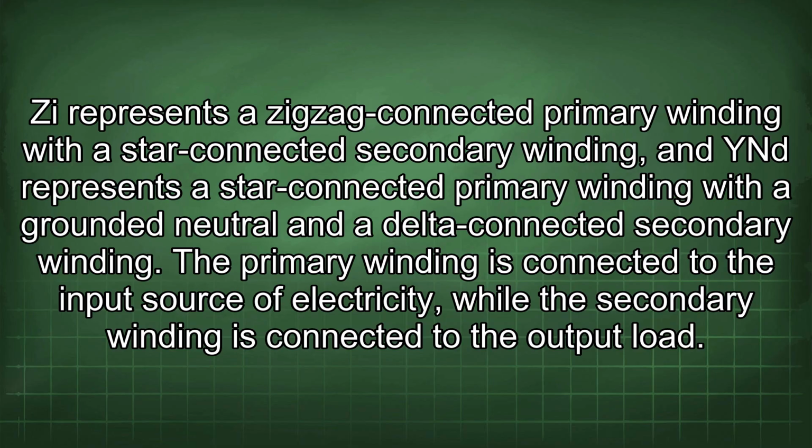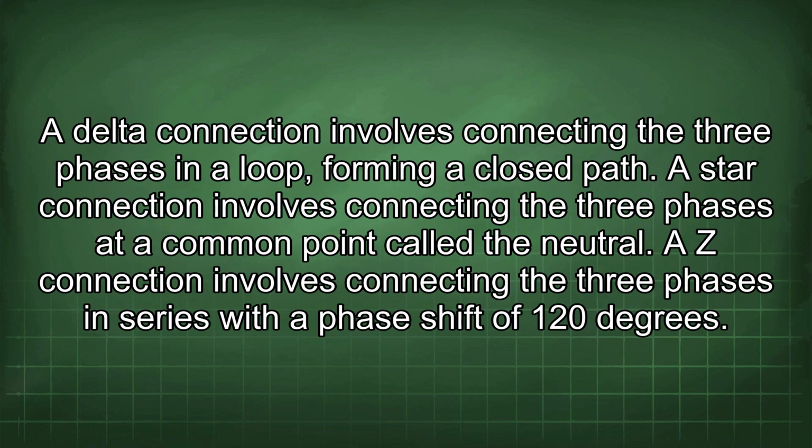The primary winding is connected to the input source of electricity, while the secondary winding is connected to the output load. A delta connection involves connecting the 3 phases in a loop, forming a closed path. A star connection involves connecting the 3 phases at a common point called the neutral. A Z connection involves connecting the 3 phases in series with a phase shift of 120 degrees.